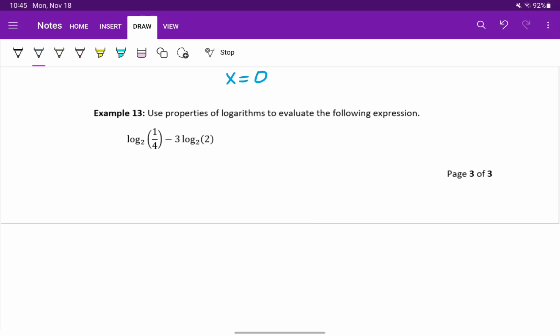In our last example, we want to do the same thing, but now we have a more complicated expression. In order to evaluate this logarithm, we have to condense it down to a single log statement. And the first thing that we want to do in a case like this is get rid of any coefficients. So first, we'll rewrite this as the log base 2 of 1/4 minus the log base 2 of 2 to the 3rd power. 2 to the 3rd power is just 8.